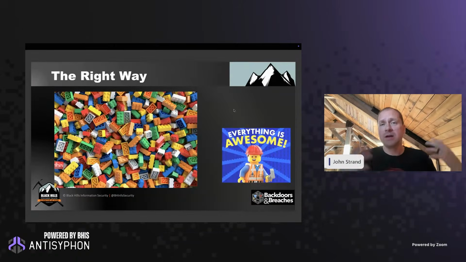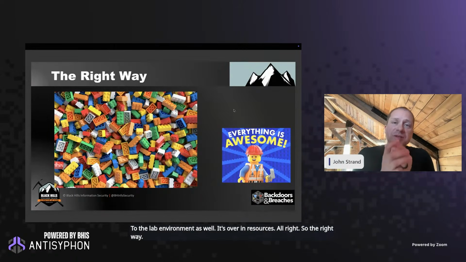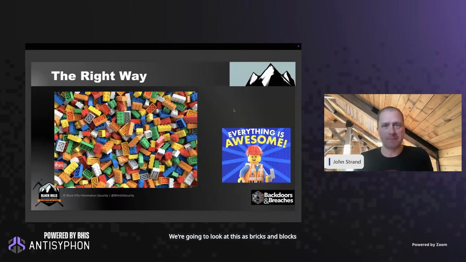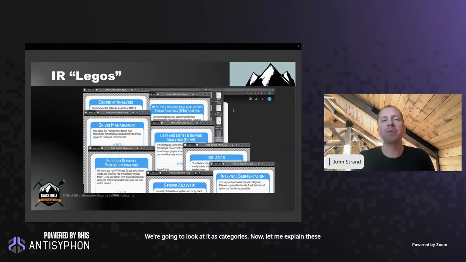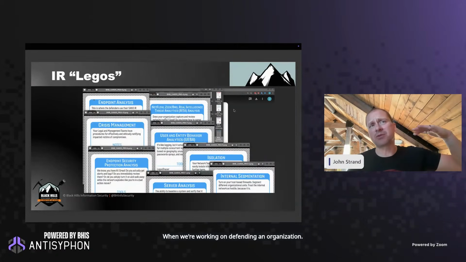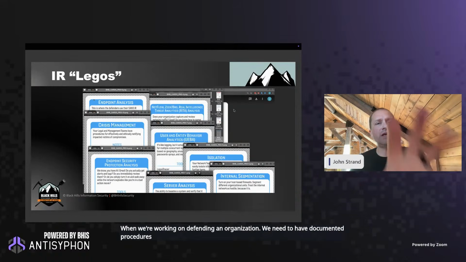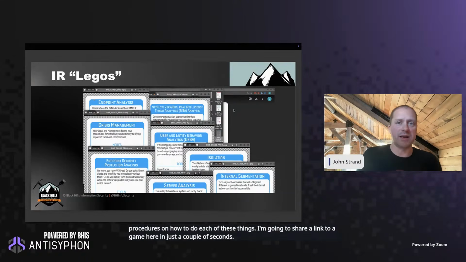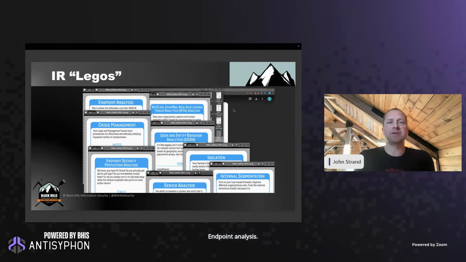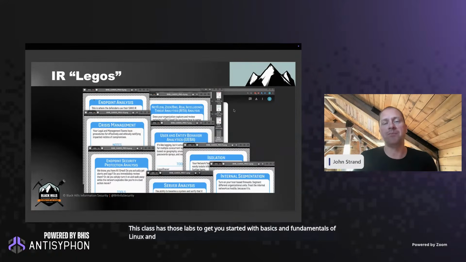All right. So the right way, right? We're going to look at this as bricks and blocks of functionality. Okay. We're going to look at it as categories. Now, let me explain these categories, right? When we're working on defending an organization, we need to have documented procedures on how to do each of these things. I'm going to share a link to a game here in just a couple of seconds. Endpoint analysis. Do we have the skills to do endpoint analysis for Linux and Windows? This class has those labs to get you started with basics and fundamentals of Linux and Windows level analysis.